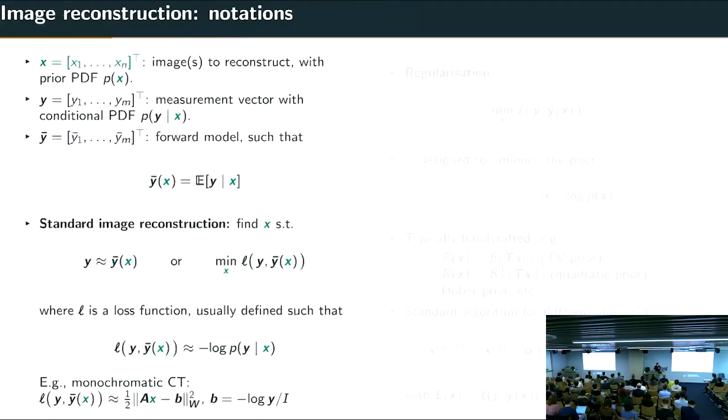So here I introduce some notations. x is the image to reconstruct, and we assume it has a prior PDF p of x. We've got the measurement vector y with a conditional PDF.